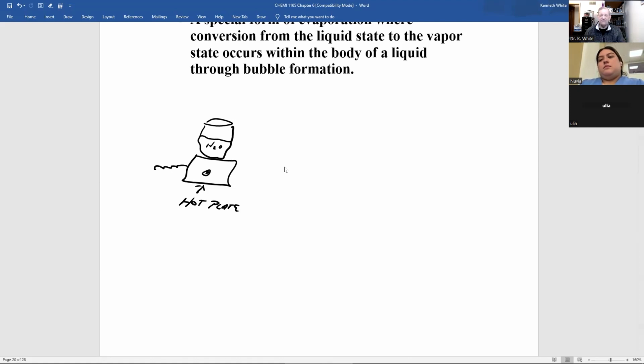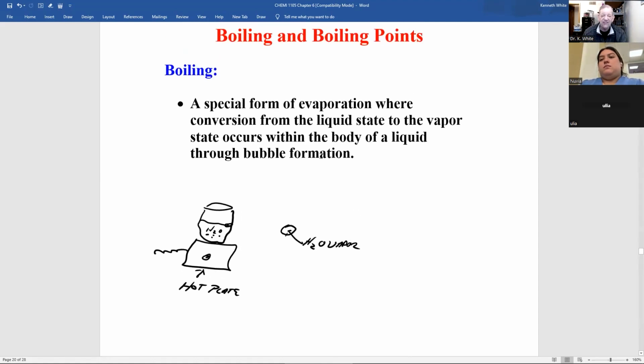This is a beaker of water on a hot plate. You heat it, and what are you going to see inside here? Little bubbles. Let's magnify them. There's a little bubble. And what's inside this bubble? Water vapor. And when it comes to the surface here, it collapses and releases that water vapor. If you don't believe me, watch a pot of boiling water next time, and you'll see the bubbles come up and collapse. And that's called boiling.